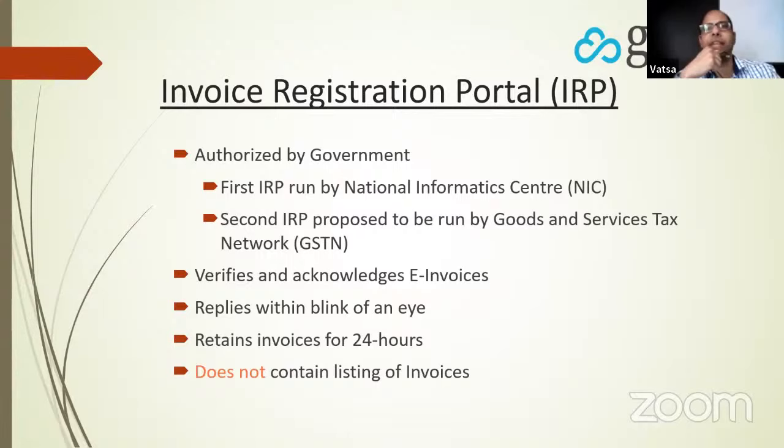Simply, you can think of IRP as a security guard in some office. They will take whatever data you have given, put some stamp and say, acknowledged, I have received it. They will not look into the contents of the document. Anyway, so IRP will verify, it will acknowledge and give it back to you. And how long does the IRP take? It verifies in a blink of an eye. In less than 100 milliseconds, the IRP will verify and give you back the verified e-invoice.